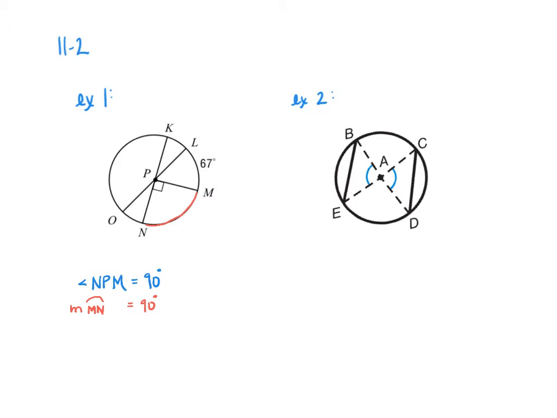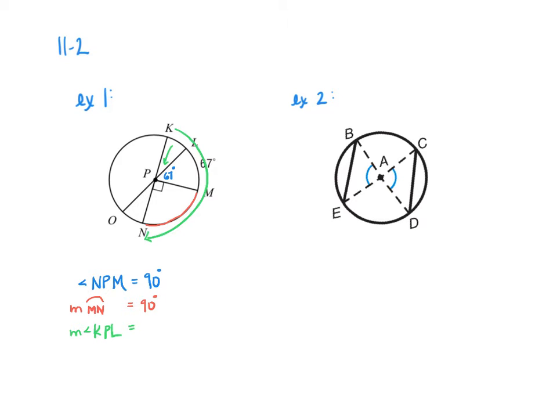So for instance here, if I needed to know the angle measure here, it would be 67 degrees because it's going to be the same as minor arc LM. Now I could also figure out the measure of angle KPL. And how I could do that is I know that since arc KMN is a semicircle because it's running through the center, I know that those three have to add up to 180.